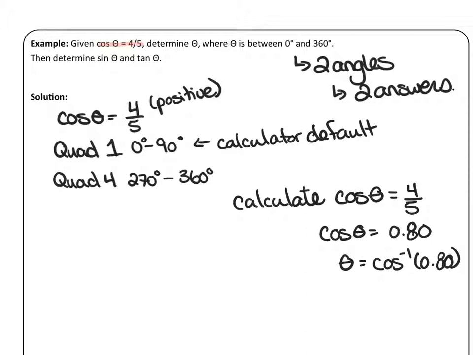So I'm doing second function cos 0.8 because I'm going to take the inverse. And what happens is I get approximately 37 degrees. It's okay to round it in this case. So that's one of the answers. Now, you have to do a little bit of thinking about that second answer because the calculator is only going to give you the positive one, and usually between 0 and 90.